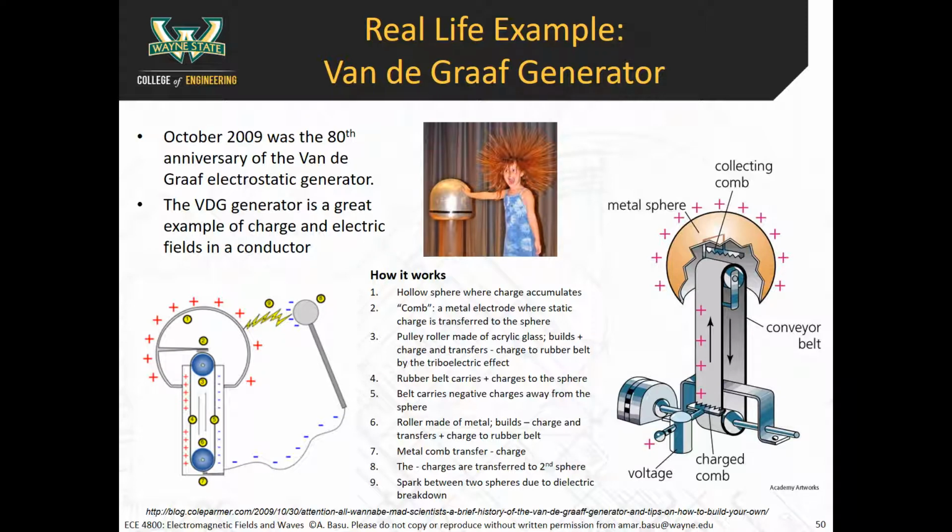A good example of electrostatics and metals is the Van de Graaff generator. There's a lot of physics concepts that go into it. But I'll explain the simple part of it first, and then we'll talk a little bit more about how it works. I originally made this slide in 2009, the first time I taught this class, and it was the 80th anniversary of the Van de Graaff generator. So I thought it'd be cool to put that into the class.